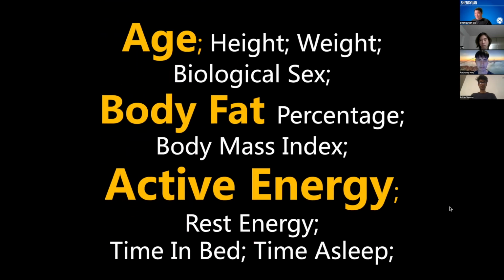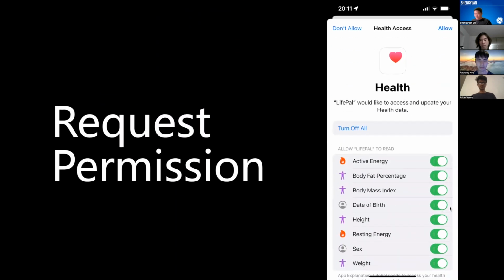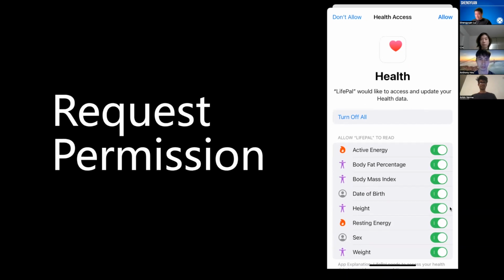LifePal utilizes 11 different types of health data. Out of these, age, body fat, and active energy are used most commonly in our models. Of course, with great features comes great responsibility. LifePal respects the user's privacy by asking what types of health data they want to share first. Then, the user will have to give LifePal permission to use such data.